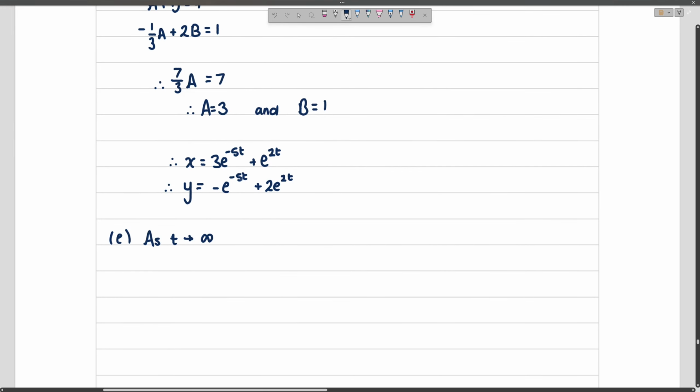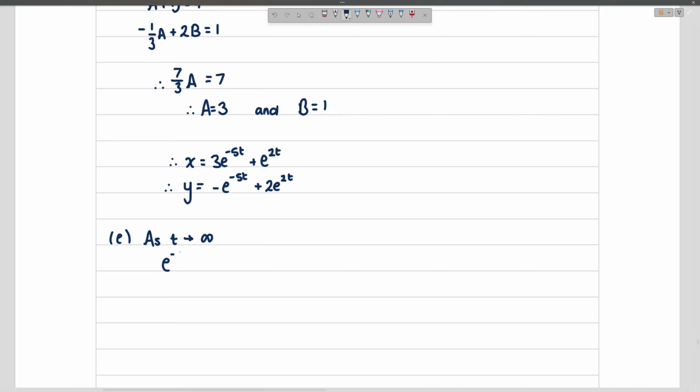So as t tends to infinity here, what would happen? Well, I've got e^(-5t) here, this will just tend to 0. And then for this exponential term here, e^(2t) will tend to infinity. So in that case then, x of t, as t tends to infinity here, will also tend to infinity. And the same is true here for y of t. So y of t will also tend to infinity.